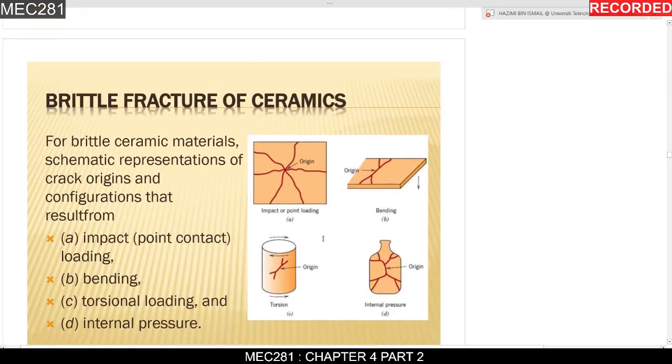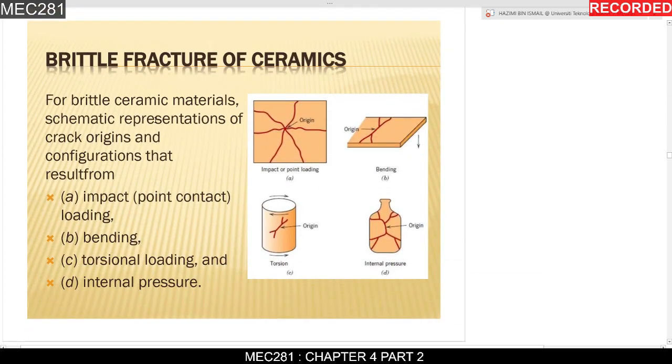Okay. So for brittle ceramic materials, this is a schematic representation of crack origins and configurations that result from impact, point contact loading, bending, torsional loading, and internal pressure. Okay, this is how it cracks. Let's say impact or point loading. So let's say you use the nail and hammer, you strike that spot, and then it will just crack, starting from that point contact.